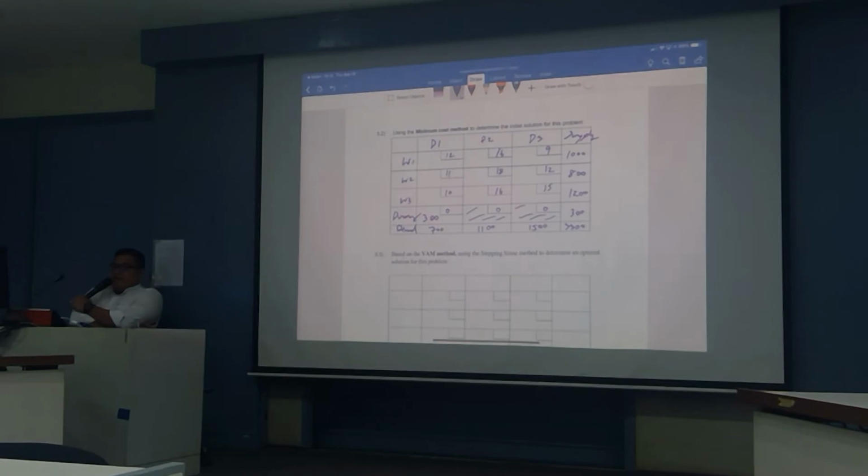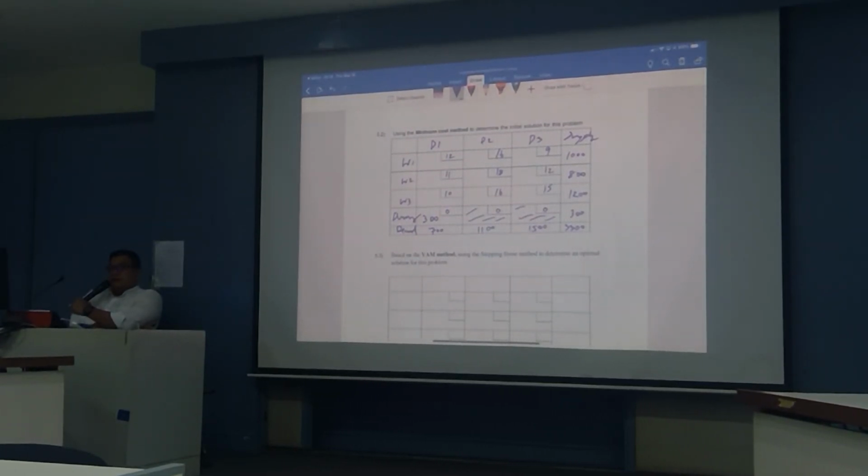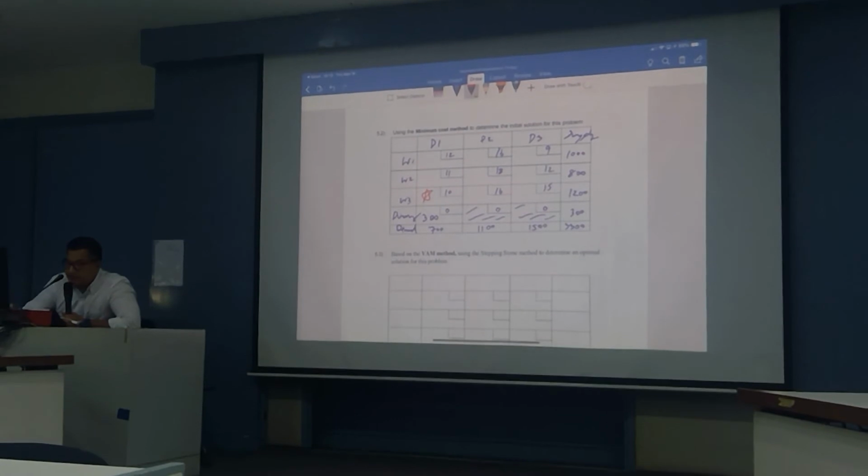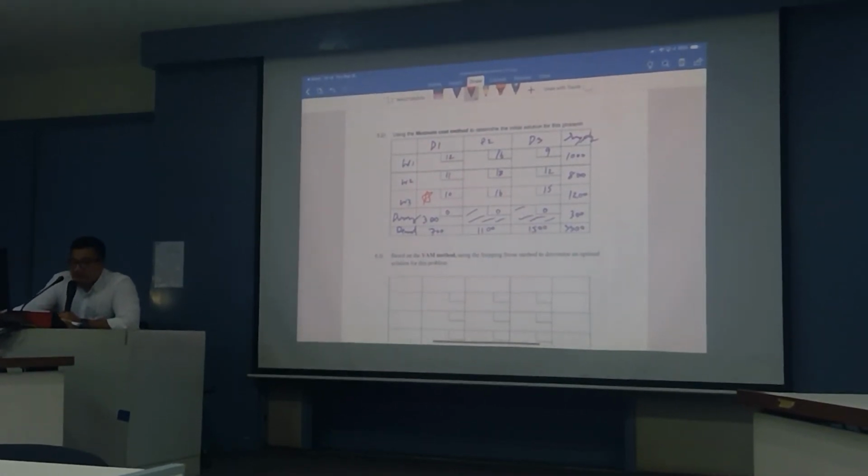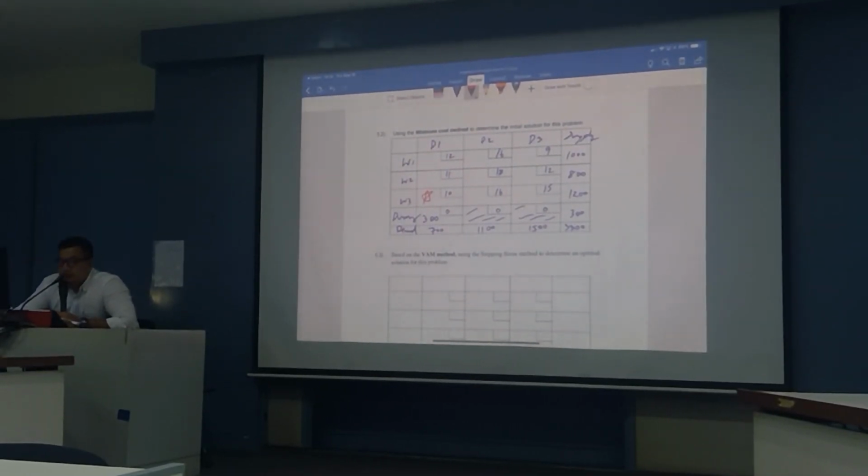So now we have like the 9 cells to consider. The process is starting again based on these 9 cells. We can select the cell that provides the lowest cost. In this case, the one that provides the lowest cost is this cell, right? 10. So if we select the cell, then we compare supply and demand.